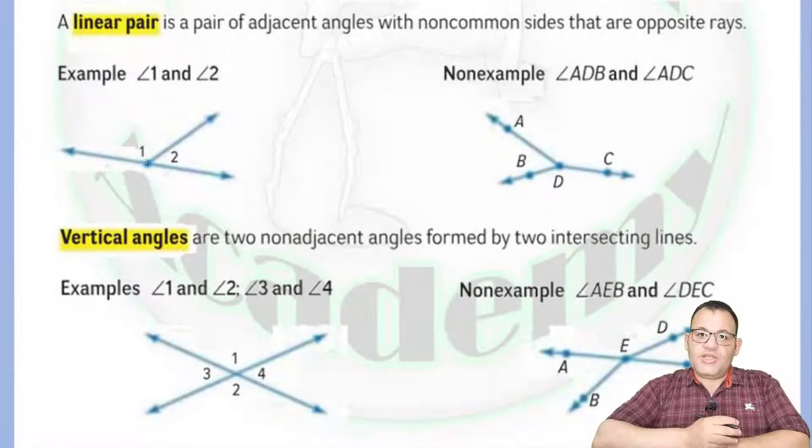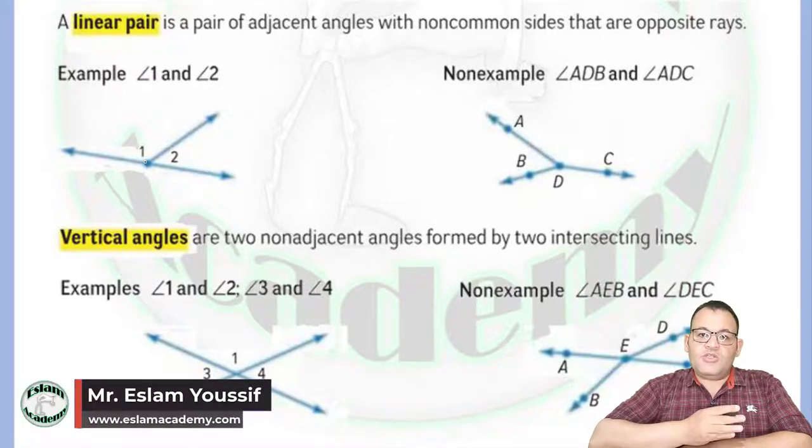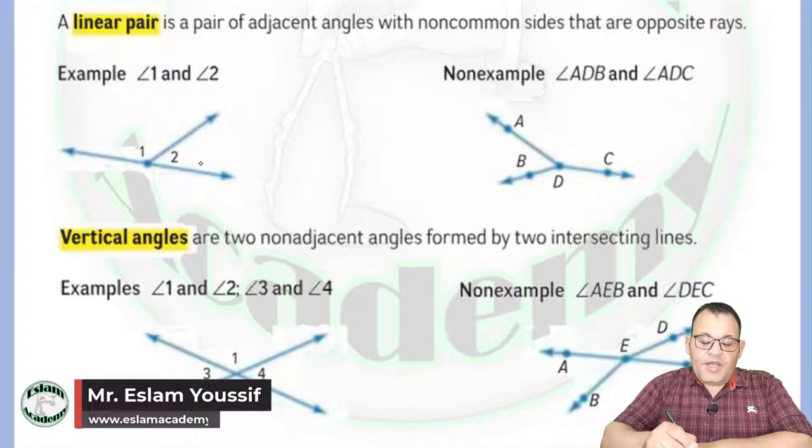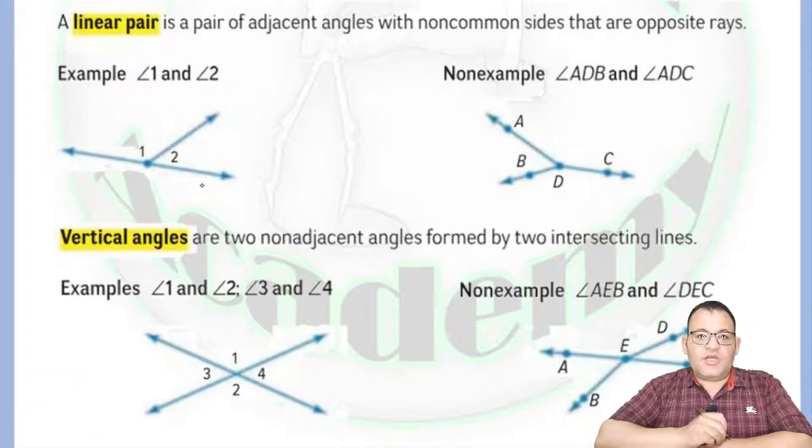The second relation that we have is called linear pair. What is the meaning of linear pair? Linear pair means two angles drawn on the same straight line with a common side. So we have here angle number 1 and angle number 2. They are drawn on the same straight line. So we have a common side and two non-common sides. The non-common two sides are two opposite rays, which means they form one straight line.